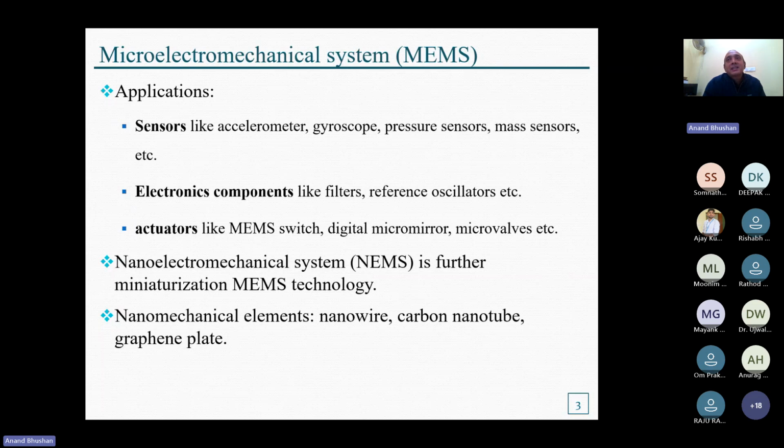As we know, a graphene plate is just a one atom thick layer of carbon, and a carbon nanotube is just a rolling of this graphene plate. Similarly, we have nanowires. Nanowires are just 10-20 nanometer in diameter and 1 or 2 micrometers in length. So these are the nanomechanical elements used as mechanical components of MEMS devices.